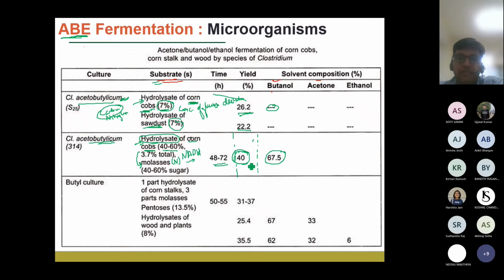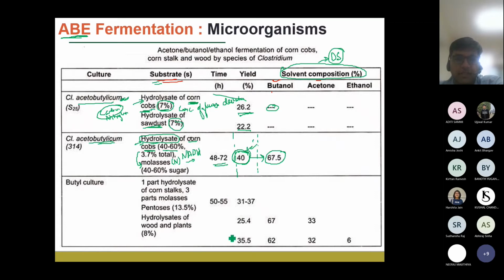The yield means how much of the carbon source is converted into the final product. Within that yield, if we take that particular final product, we would like to find out the solvent composition. That is very important to know when we are doing the downstream processing. We have to know the acetone-butanol concentration so that we can select the appropriate distillation columns to obtain your final product.